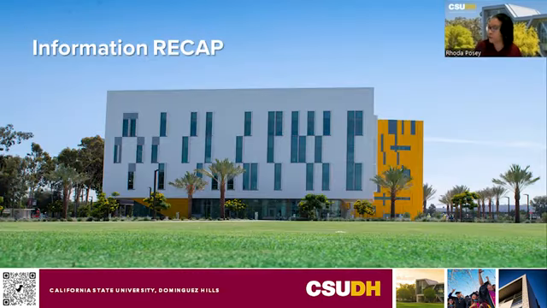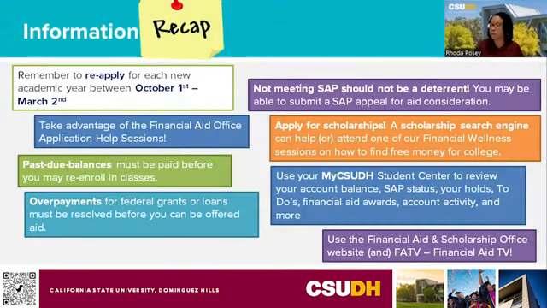All right, so recap. Here are your personal post-it notes. You want to remember to always reapply for each new academic year, and try to make sure you're doing that between October 1st and March 2nd. We encourage you to take advantage of our financial aid application help sessions, because we'll help you get it done, whether it's through a Zoom session or in person. Again, past due balances have to be paid before you re-enroll in classes. Overpayments for any federal grants or federal loans must be resolved before you can be offered aid.